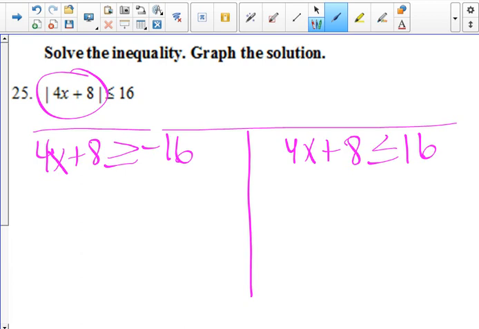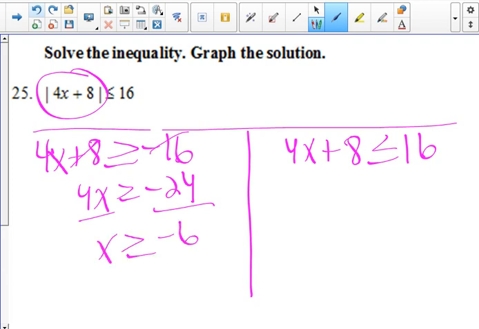So the positive of that number is always right, but when you do the opposite of that number, you always flip the sign. Okay? Now solve each side. So add or subtract 8 to each side, and you're going to get a negative 24. And now 4x is greater than. Now divide each side by 4, and you get that x is greater than or equal to negative 6. So there's one side. Now the other side, subtract 8 from each side, and you get 8. Then divide each side by 4, and you're going to get x is less than or equal to 2.